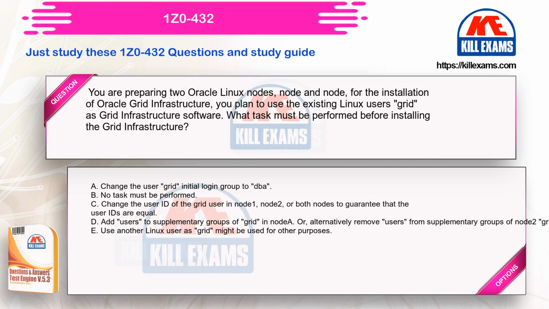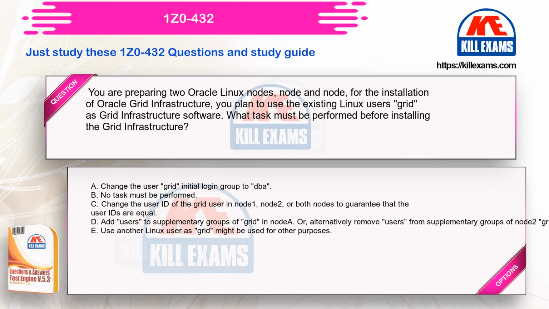You are preparing two Oracle Linux nodes, Node 1 and Node 2, for the installation of Oracle Grid Infrastructure. You plan to use the existing Linux user grid as the grid infrastructure software owner. What task must be performed before installing the Grid infrastructure? Option A. Change the user grid initial login group to DBA. Option B. No task must be performed. Option C. Change the user ID of the grid user in Node 1, Node 2, or both nodes to guarantee that the user IDs are equal.